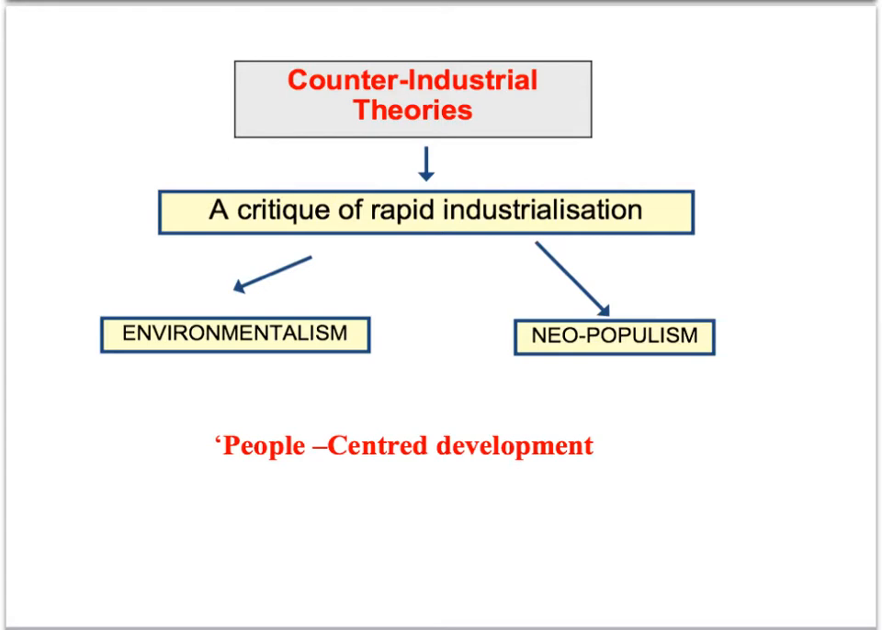So for example, on the one hand we've got environmentalism, which is critical of the impact of rapid industrialization on the natural environment, and then we've got neopopulism, which is critical of the impact of Western development on traditional cultures and people's sense of well-being. And then this term, people-centered development, is used to describe the types of development policies that are proposed by counter-industrial theories. And later on in the presentation, we'll look at two concrete examples of people-centered development.